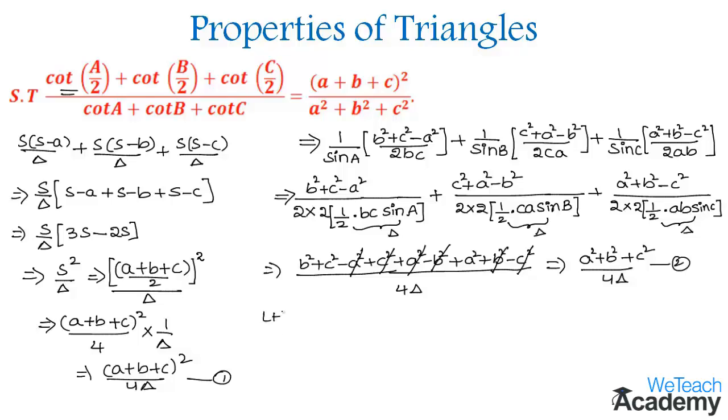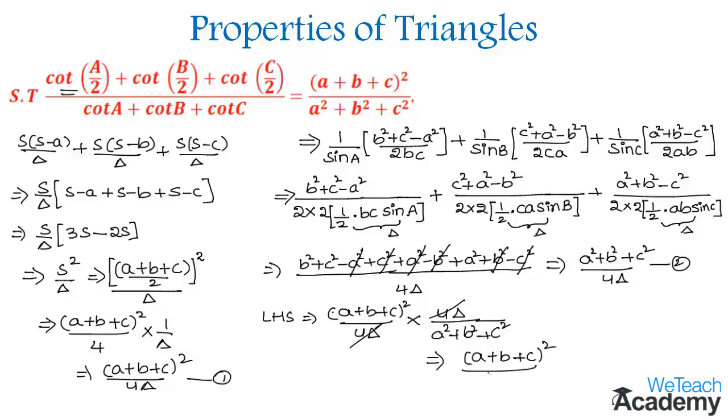So by considering the LHS side, we have to prove the value. So first let us write the value of the numerator, which is a plus b plus c whole square divided by 4 delta, into the denominator. And we can write the denominator in the form of the reciprocal by just multiplying. So here we get into 4 delta divided by a square plus b square plus c square. And then 4 delta gets cancelled and we are left with a plus b plus c whole square divided by a square plus b square plus c square, which is the value on the RHS side.